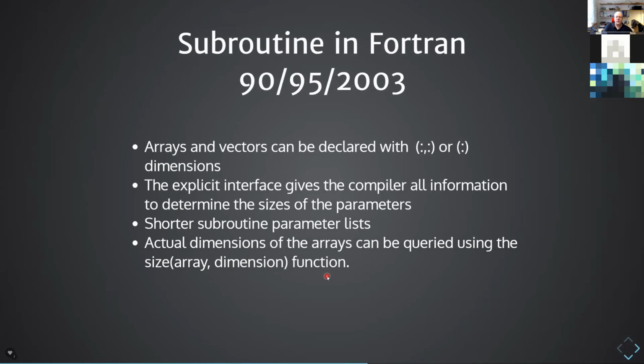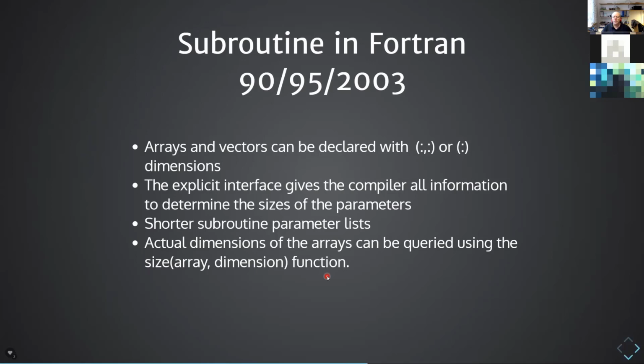The benefit of this is that arrays and vectors can be declared inside your subroutines using only the number of dimensions. So for example, a one-dimensional vector can be declared by parentheses colon instead of specifying the exact size. Two-dimensional: colon, comma, colon. Three-dimensional, you can have colon, comma, colon, comma, colon. And so on. And that will also lead to much smaller subroutine parameter lists.